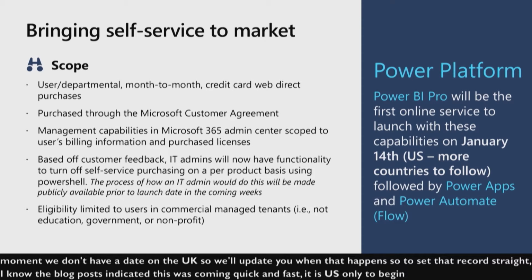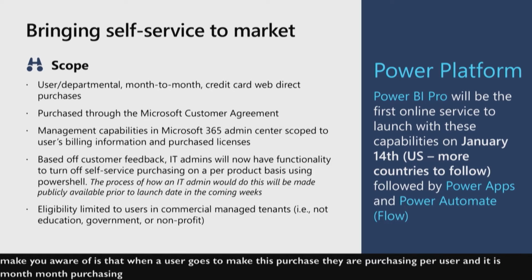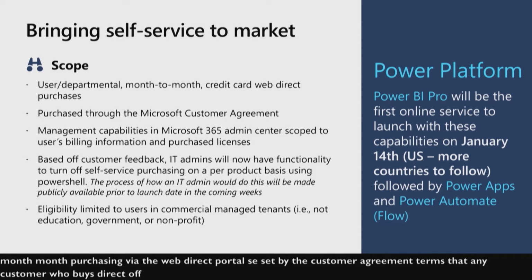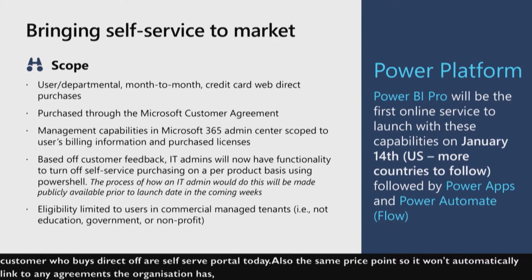The other things to make you aware of is that when a user goes to make this purchase, they are purchasing per user, and it is month-to-month purchasing via the WebDirect portal. So it is set by the customer agreement terms that any customer who buys direct off our self-serve portal sees today. That's also the same price point, so it won't automatically link into any agreements the organisation has. It will link to the self-serve pricing that is via the website.